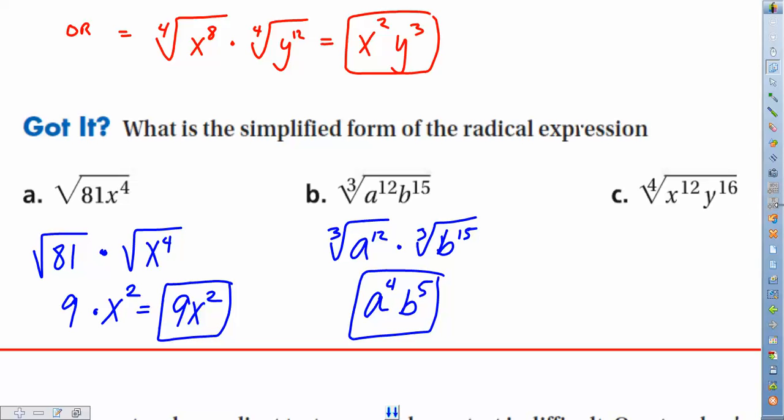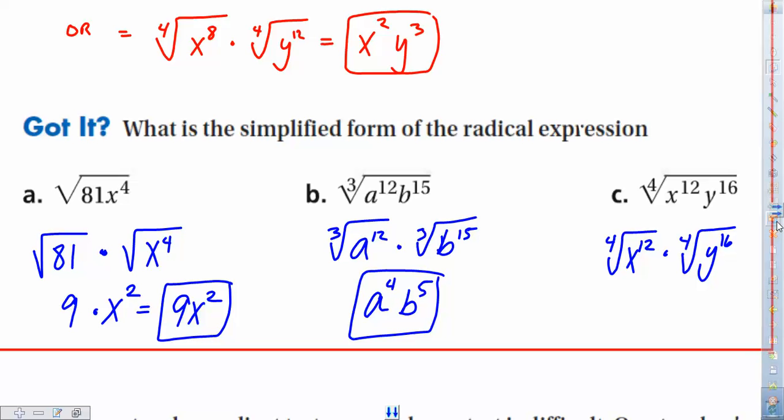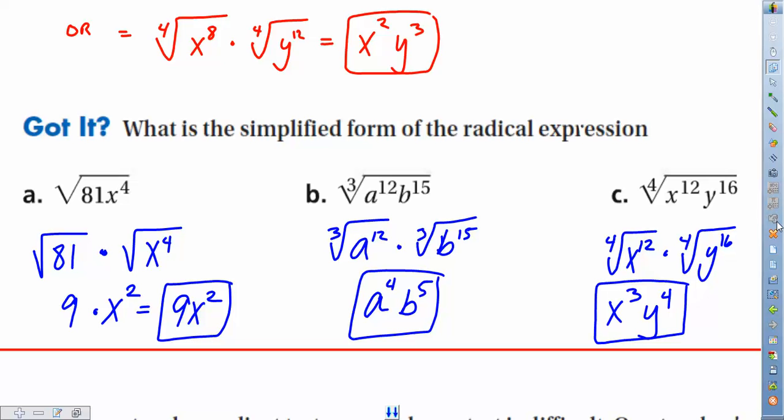So this last one right here, we have 4th root of x to the 12th, 4th root of y to the 16th. So that way we should have this answer right here, x to the 3rd, y to the 4th. Awesome. Awesome. Just awesome. Make sure you do that on your homework.